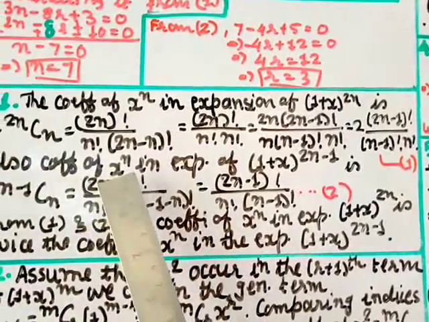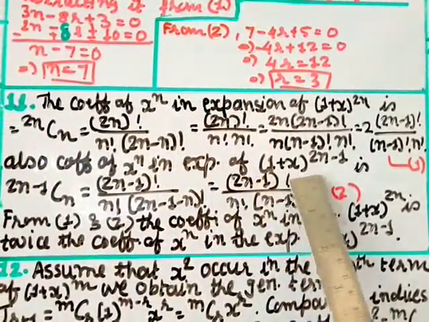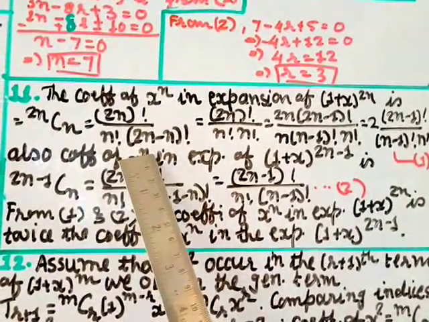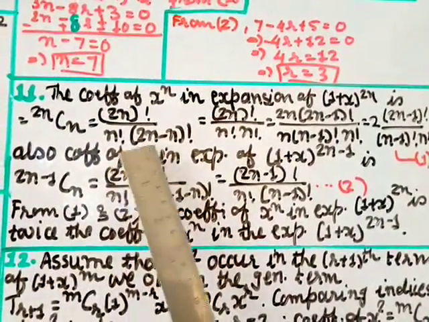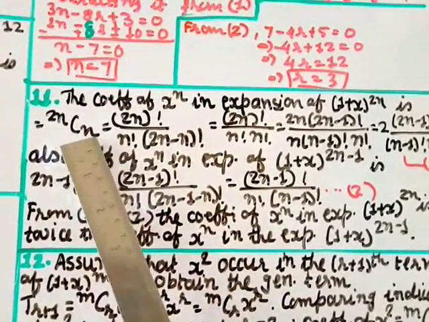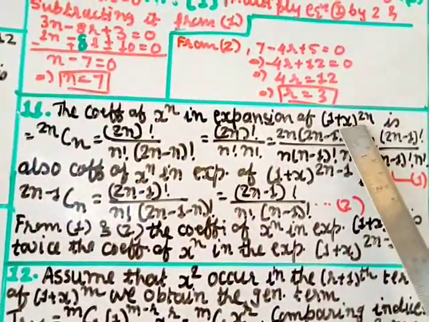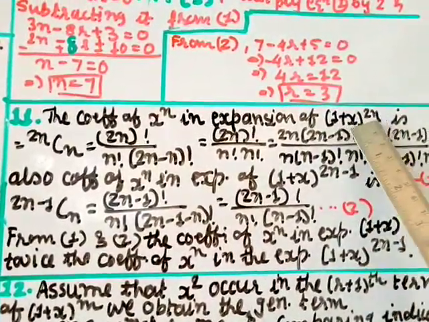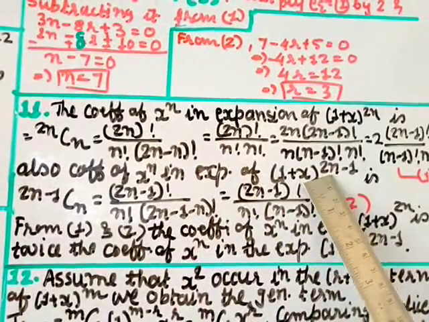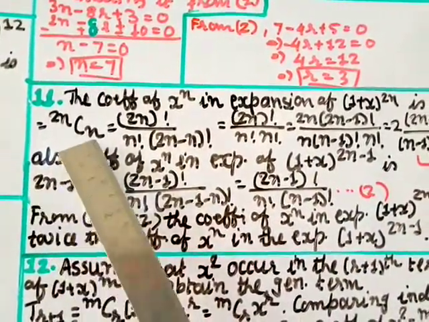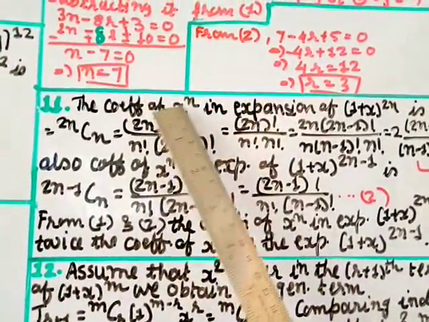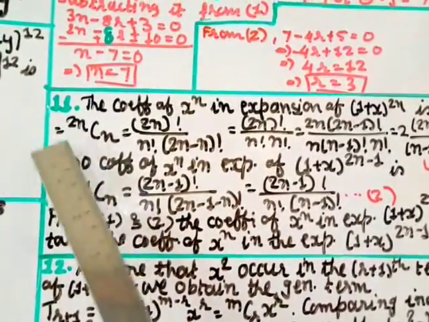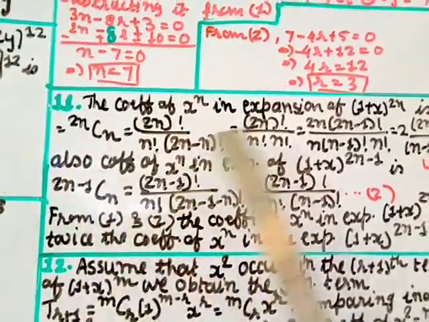Also, the coefficient of x power n in the expansion of (1 + x) power 2n minus 1 is given as 2n minus 1 C n. Because we want the coefficient of x power n, it will be n here. The power of this binomial is 2n, so it is 2n here. Here the power is 2n minus 1, so it is 2n minus 1. And I want the x power n coefficient, so it is n here, here also n. That's why it is written n here, and 2n, 2n minus 1 is the total index of your binomial.